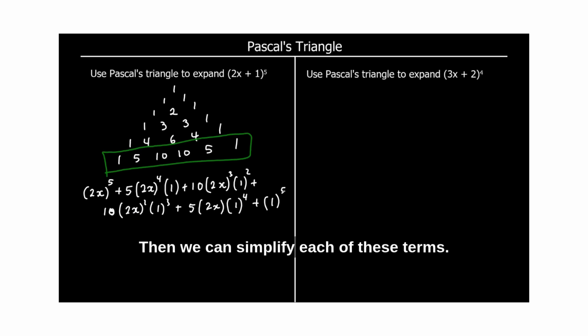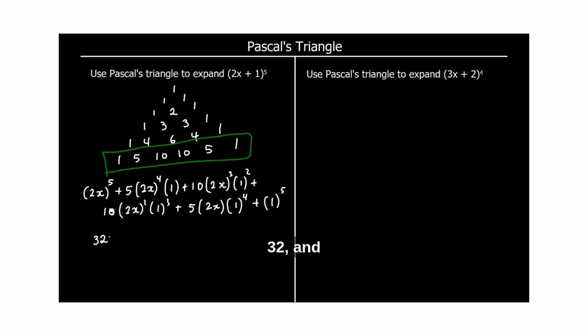So then we can simplify each of these terms. (2x) to the power of 5: 2 to the power of 5 is 32, and then x to the power of 5. 5 times (2x) to the power of 4, we could use a calculator here. 2 to the power of 4 is 16, 16 times 5 is 80. So it's 80x to the power of 4.